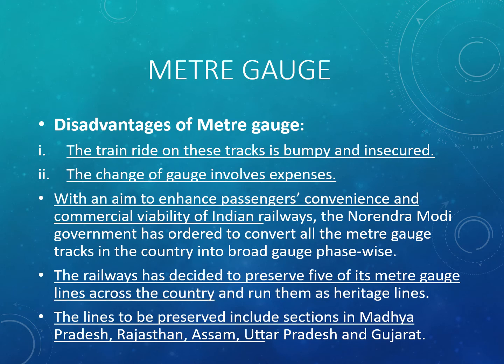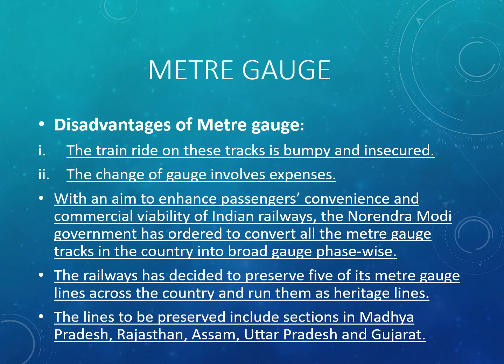With an aim to enhance passengers' convenience and commercial viability of Indian Railways, the Narendra Modi government has ordered to convert all the meter gauge tracks in the country into broad gauge phase-wise. But the Railways has decided to preserve 5 of its meter gauge lines across the country and run them as heritage lines. The lines to be preserved include sections in Madhya Pradesh, Rajasthan, Assam, Uttar Pradesh and Gujarat.